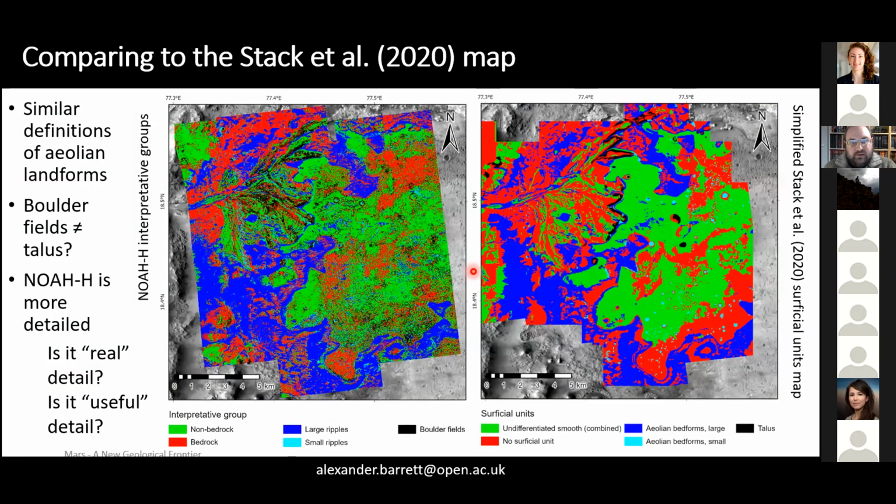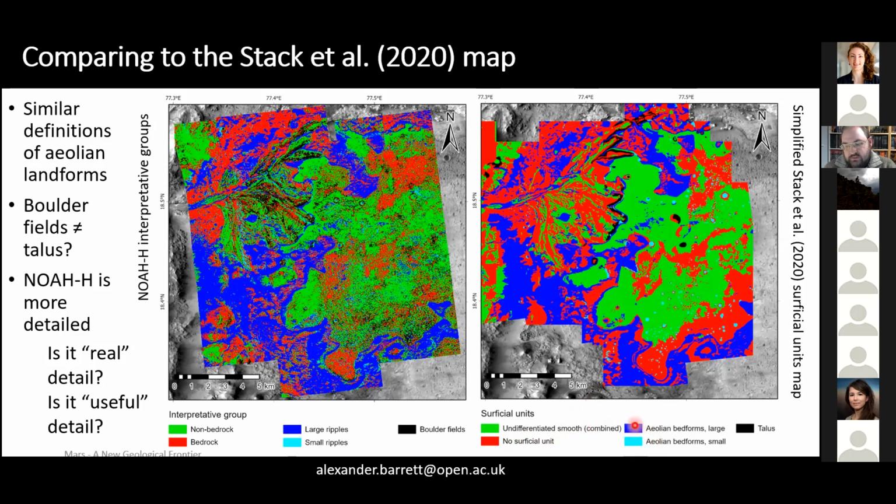Finally, because this area has been studied in a lot of detail, we can compare to a human-made map of this site. This is the work of Stack et al. and the Perseverance team, who before the rover landed made a really detailed map of the geomorphology of the site using high-res images. We've translated their map into the color scheme of our interpretive groups. Where they haven't found any superficial unit, we've interpreted that to be bedrock. Where they've found undifferentiated smooth material, we've interpreted that to correspond to our smooth non-bedrock terrains. They have very similar classes.